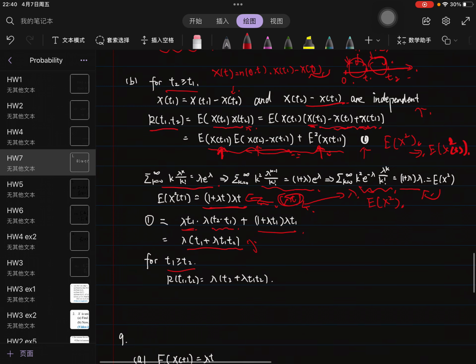For the second situation, t1 larger than or equal to t2, it is the same. We just change the order of t1 and t2, so we change t2 to t1 and t1 to t2, and we could get this expression. So I think this is enough for this question. Yeah, thank you.